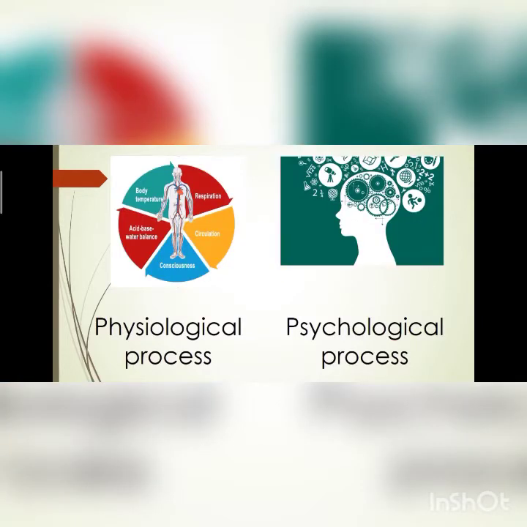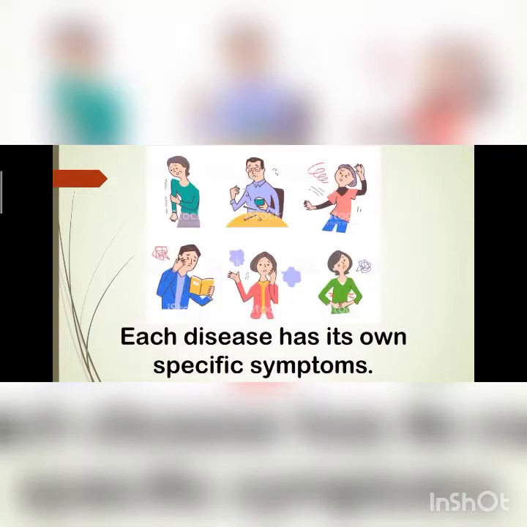Physiological process means the branch of biology that deals with normal functioning of living organisms and their parts, while psychological process means the scientific study of the human mind. Each disease has its own specific symptoms.